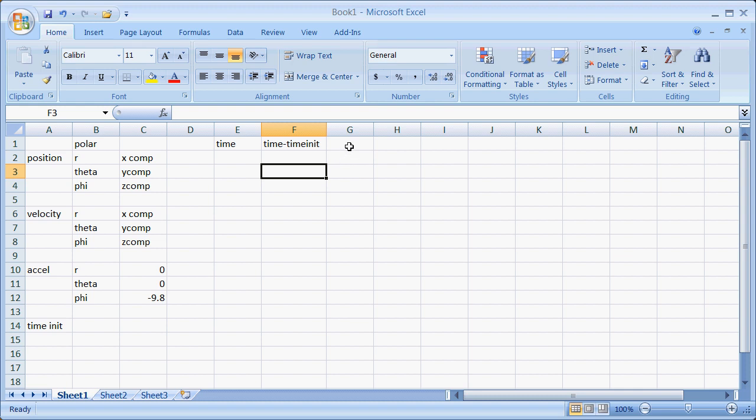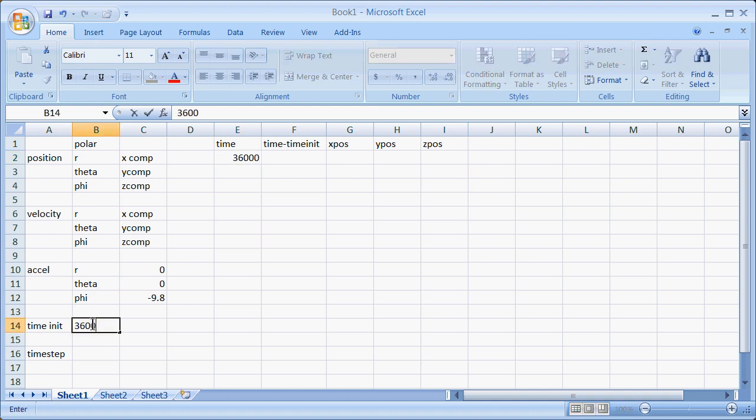And then essentially what you're going to have is your x position, your y position, and your z position. This time will be, for instance, we talked about, one more thing, time init, time step. In other words, how small is going to be your time step? What is your initial time of launch? And usually your time is going to be the time initial. So let's say you're launching at 3600. That, of course, would be your launch time as well, 3600.